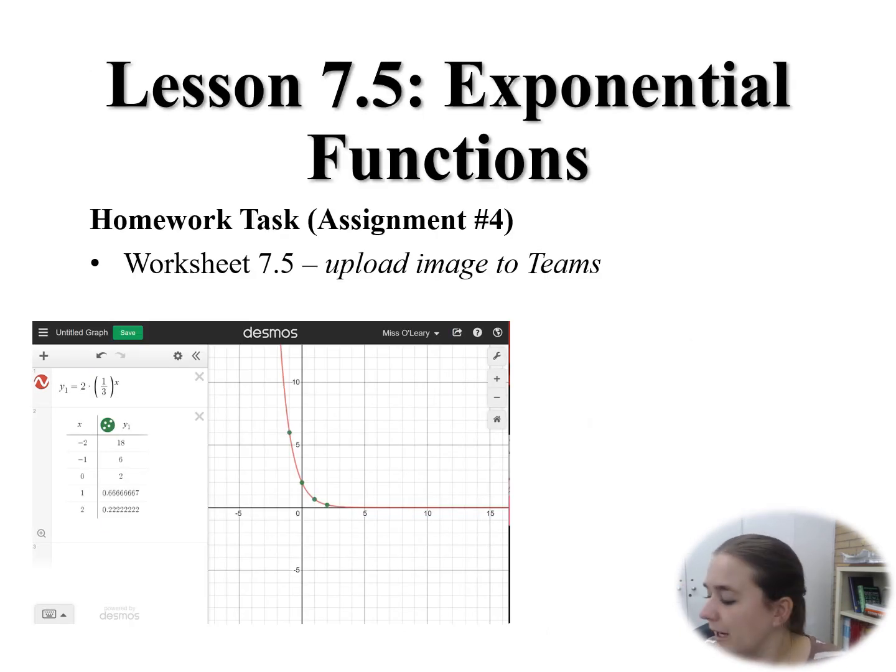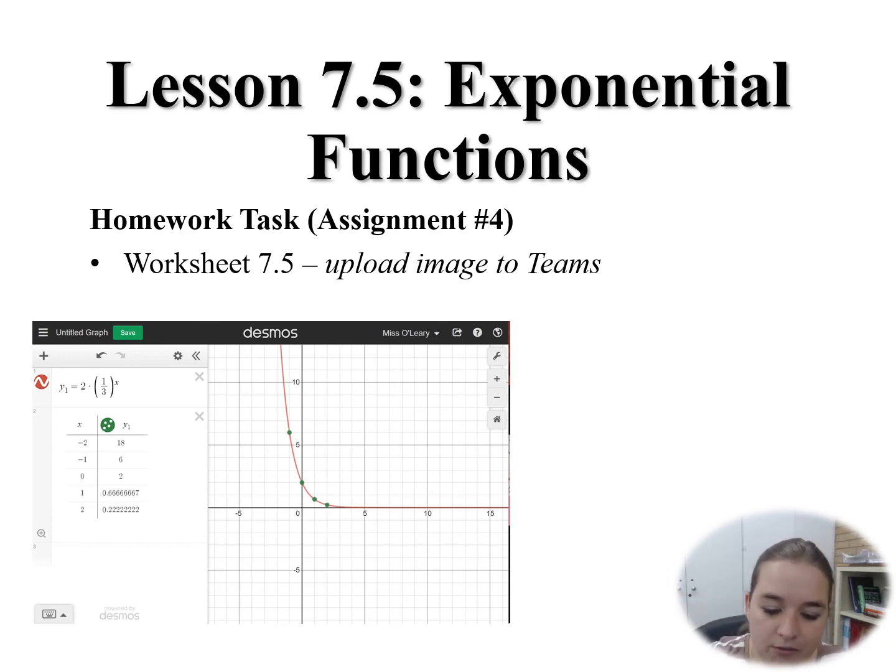So now you can go ahead and get started on the homework. The worksheet is on Teams. If you were in class today, you received a copy. This is some challenging stuff, but one thing that can really help you out is if you head to Desmos, you can use the calculator. This is at desmos.com/calculator, or if you just search Desmos, you'll be able to find it.